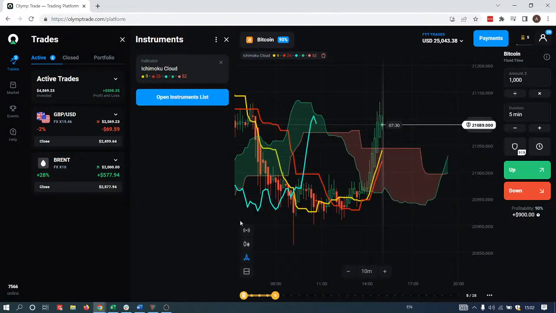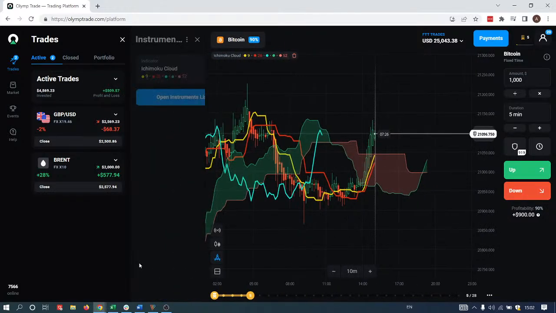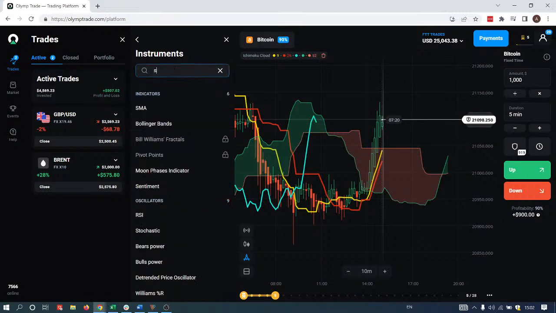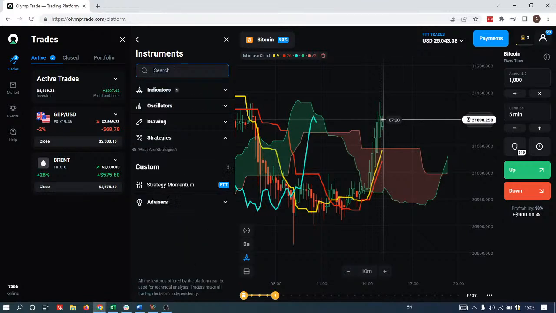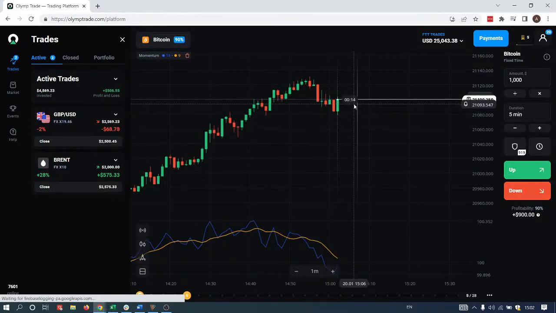So what you need to do is click the technical analysis tab. Next you need to open the instruments list, and then select AXEL, and press enable strategy. So the AXEL strategy consists only of one indicator, and this indicator is called the momentum indicator.